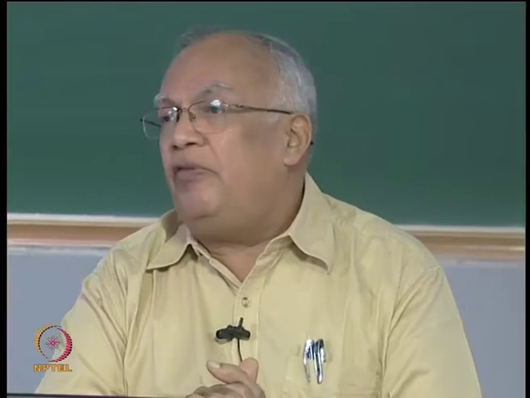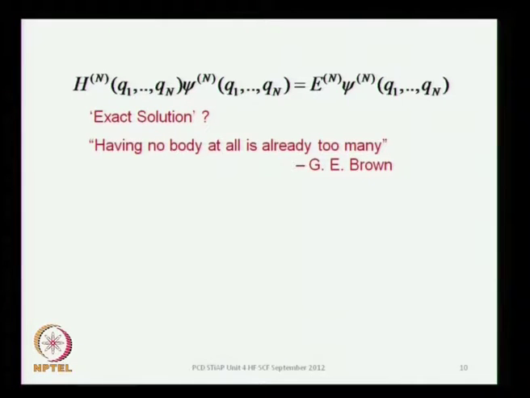Now, when it gets down to quantum mechanics and relativistic quantum mechanics, let alone 3 body problem, not even a 2 body problem, not even a 1 body problem, or for that matter even the problem of a vacuum state does not really have an exact solution. Okay. It just does not, the solution does not exist, and this is very nicely stated in Brown's book, where he says that if you are looking for an exact solution, then having no body at all is already too many. So, there is no chance of getting an exact solution.